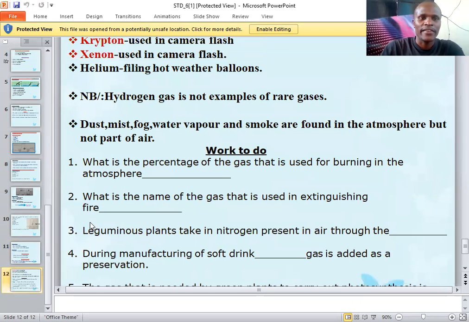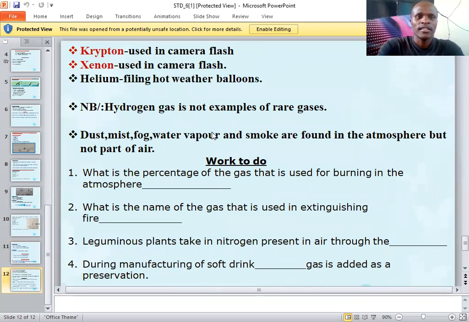We have krypton. Krypton and xenon are other rare gases that are used. They're both used when we want to make the camera flash. They can also be used in X-ray machines. So krypton and xenon are commonly used in cameras, especially to produce the flashlight that you always use when capturing images. And then finally, we have helium.